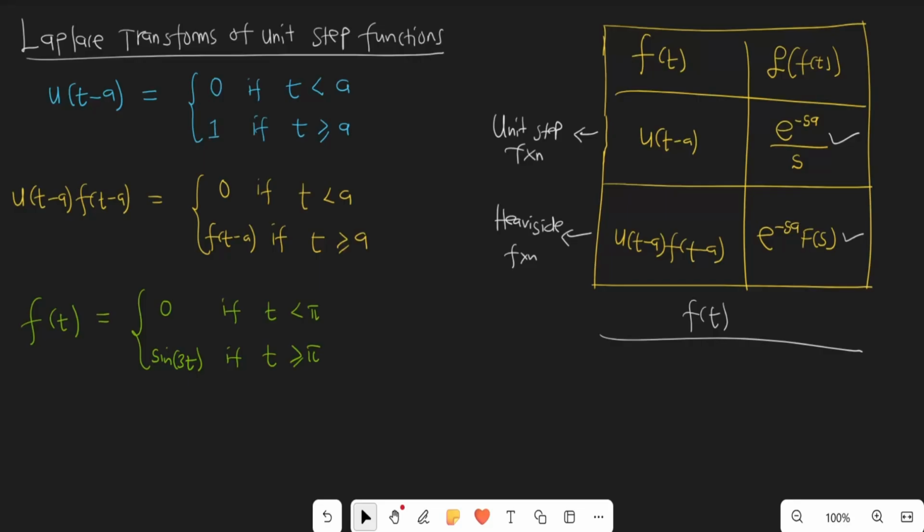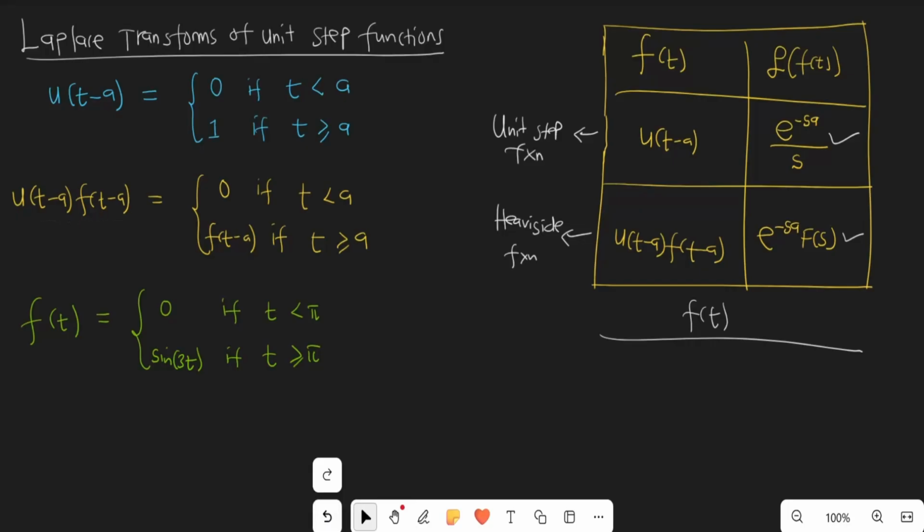So let me remind you about the definition of the Laplace transforms of unit step function. Let's go ahead with the definition of the unit step function first. The unit step function is 0 for t less than a, so that is at a particular time. When t is less than a, this unit step function is 0. But it switches to 1 if t is greater than or equal to a. You can use any constant here. Some textbooks use c. This is also the definition of the Heaviside function.